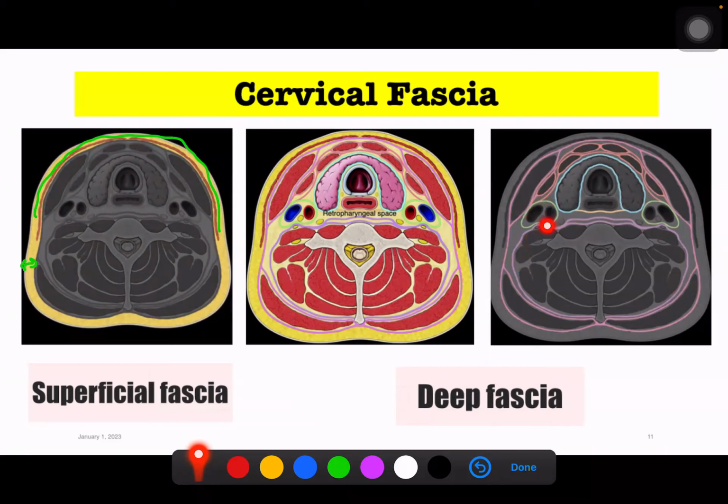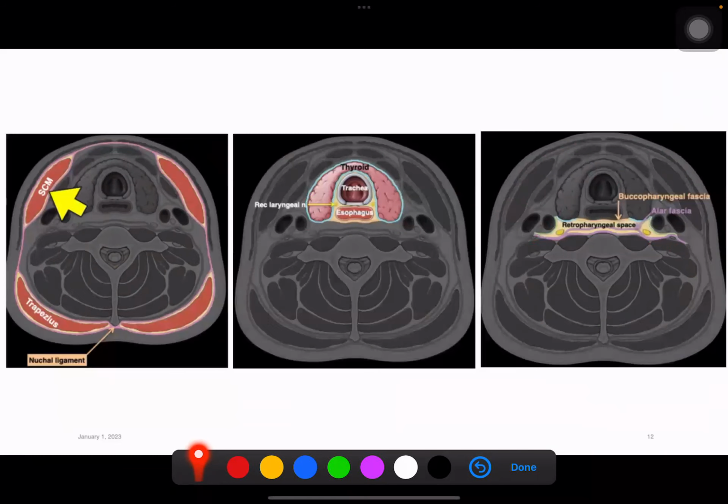Regarding superficial layer of deep cervical fascia, it will encircle the entire neck and attach posteriorly to the nuchal ligament and envelope trapezius and sternocleidomastoid muscles, and will form the roof for posterior triangle or posterior cervical space. It will continue upward and will envelope the masticatory space and carotid space.